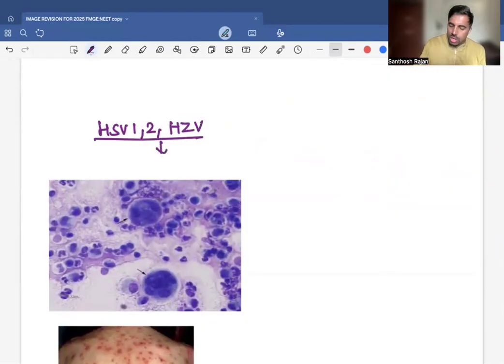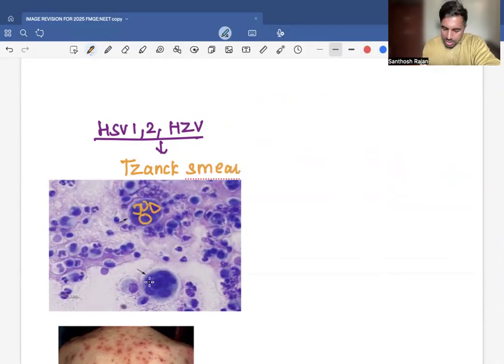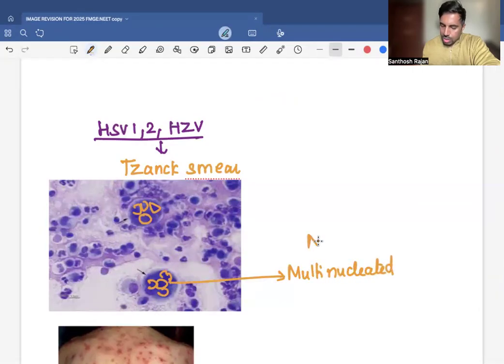you do something called a Tzanck smear. You're taking deep tissue, from the lower part, fully. Then only you'll get this. What you're getting here, you can see multiple cells inside. That is called a multinucleated giant cell, MNGC.